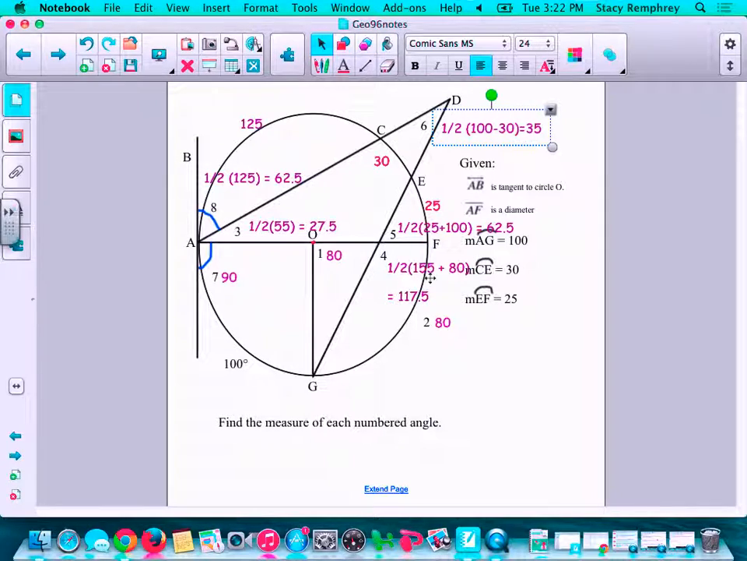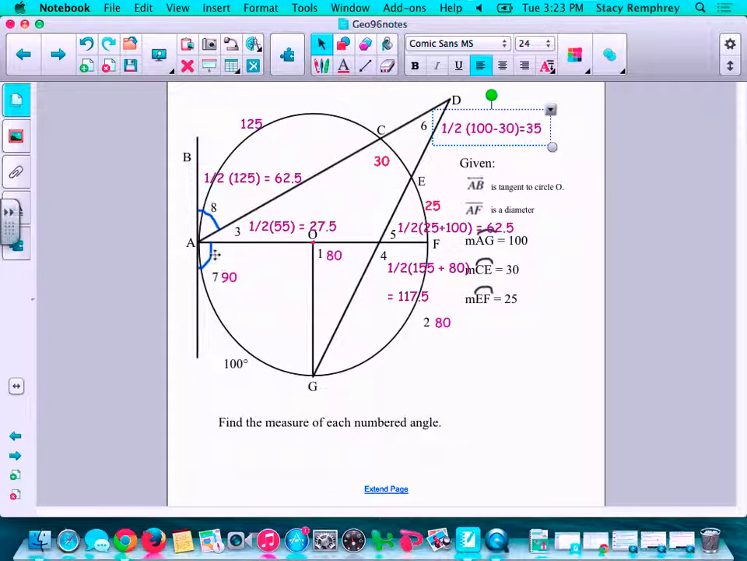Angle 4 was half of the intercepted arcs, half the sum, I'm sorry. So one of the arcs is this 80 arc. The other one is from E to C to A, this whole arc here, because you have to trace the chords out. So you can see my work there for angle 4. Angle 5, half the sum of the intercepted arcs, so again you can see my work here. Let's go up to angle 6, half the difference of the intercepted arcs, so you can see my work here.